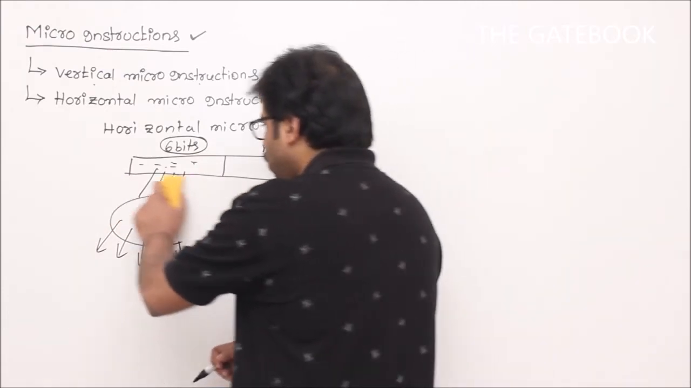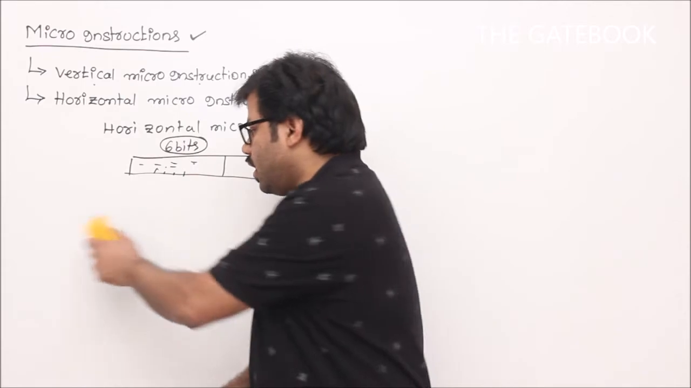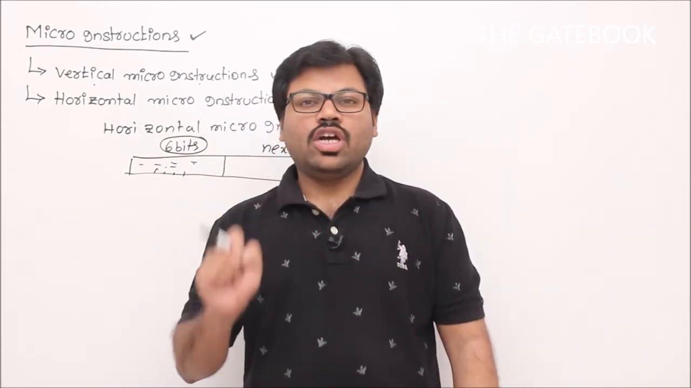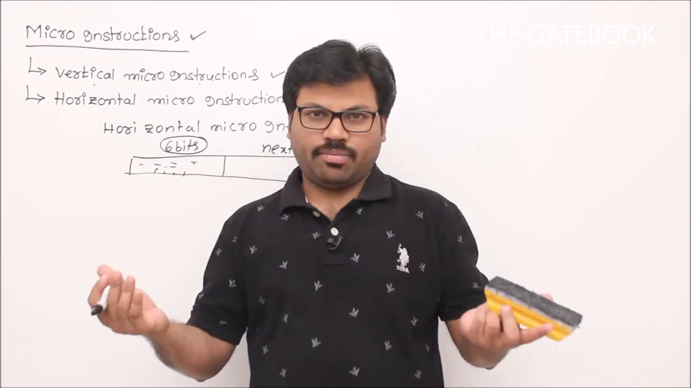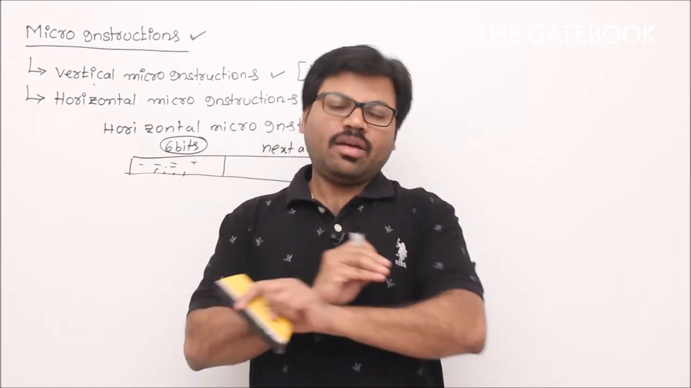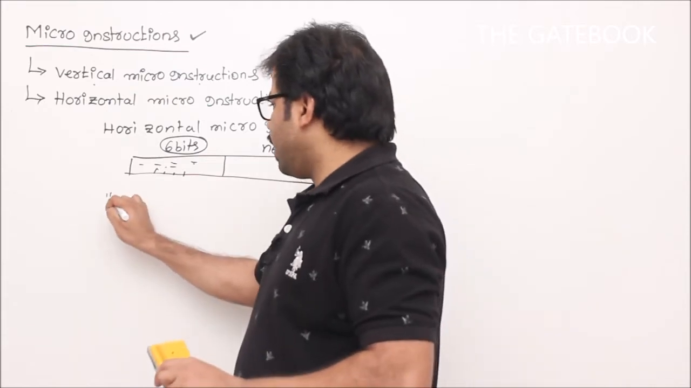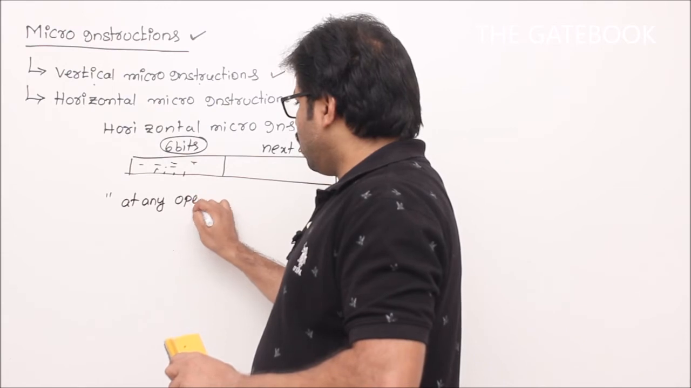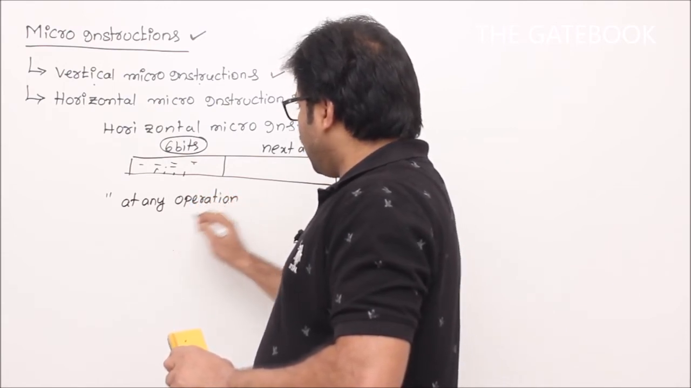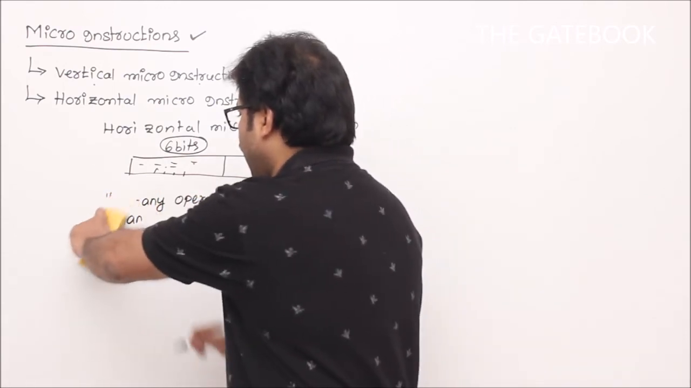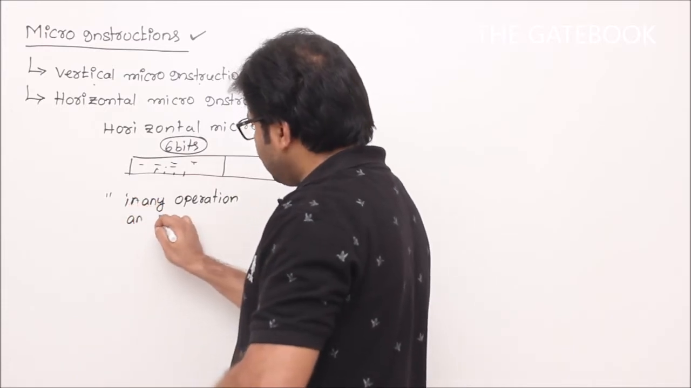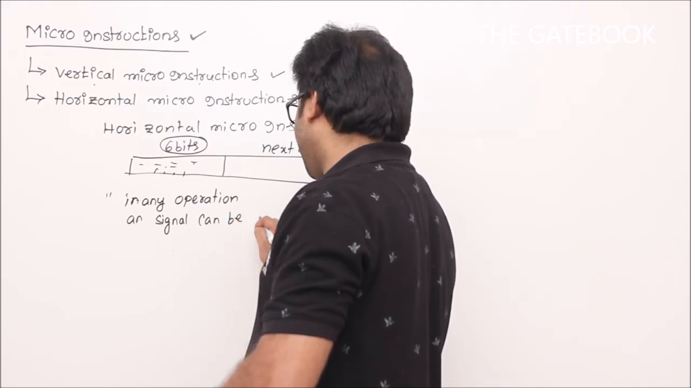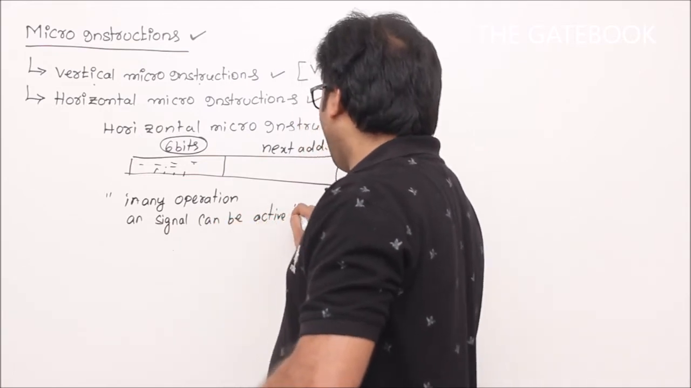Now let us try to use the same thing. See this scenario. You have 64 signals, but you don't have a clue which signal will be generated at what time. At any time, any number of signals can be active. Let me clearly write it. At any time, in any operation, any signal can be active. If that is the case, then how many patterns are possible?